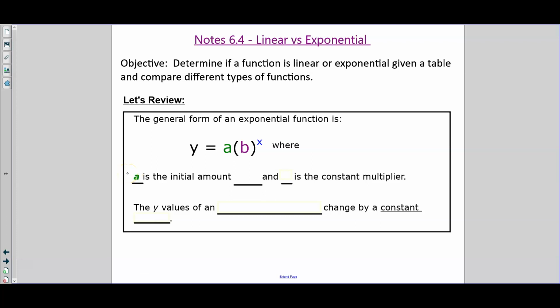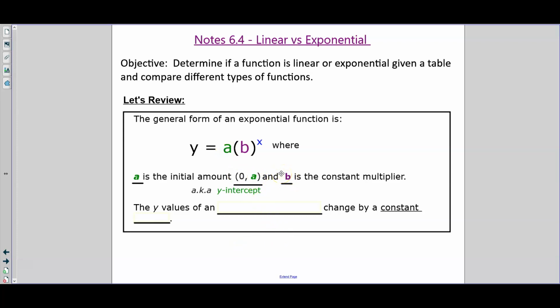So a is your number in front, which is the initial amount. It's also the y-intercept when we looked at the tables, so don't forget that it's (0, a) for your y-intercept. If you see a number that starts with 0 on your tables, that second number is your y-intercept, which is the number that goes in front.